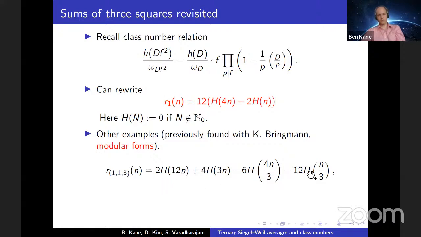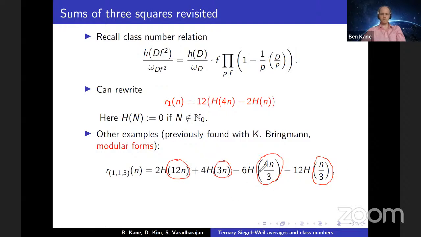But what I want you to note is the fact that the parameters that show up here, this 12n, this 3n, this 4n over 3, and this n over 3 are all a square times n over 3, right? So this is 4 times n over 3. This is 36 times n over 3, and this is 36, and this one is 9. So 9, 36, and 4. So they're all a square times n over 3, and that means that we're in the same field every time.